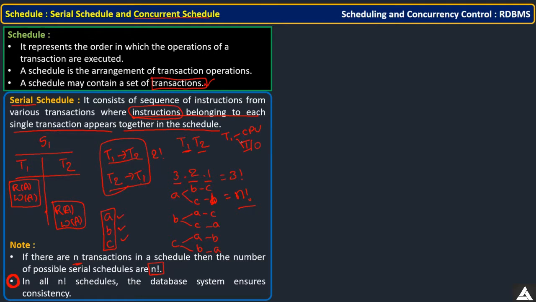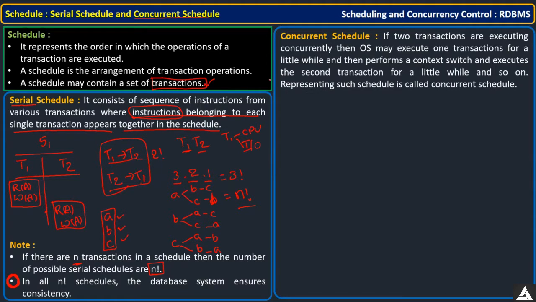So to overcome all these things, you go for concurrent schedules, as the name implies. You can see the definition. If two transactions are executing concurrently, then the OS may execute one transaction for a little while, then perform a context switch and execute the second transaction for a little while, and so on. This represents a concurrent schedule. Progress is going on for the different transactions concurrently.